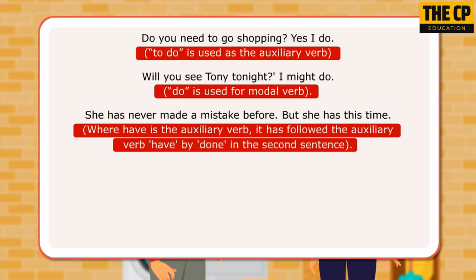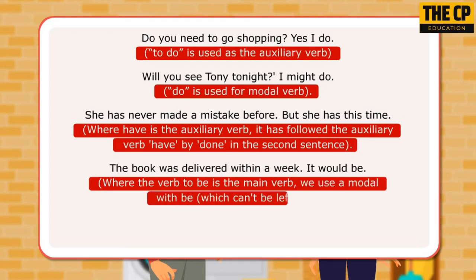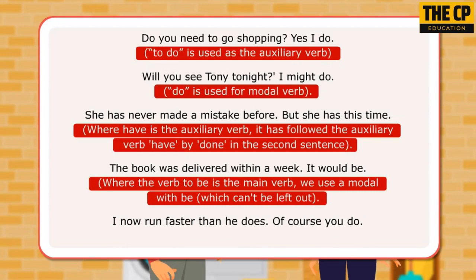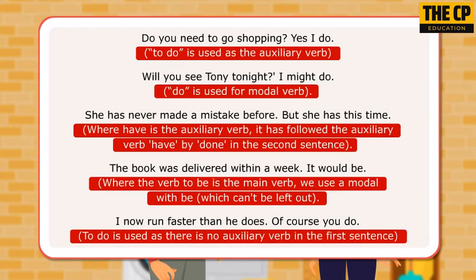"The book was delivered within a week." "It would be." Where the verb to be is the main verb, we use a modal with be, which can't be left out. "I now run faster than he does." "Of course you do." "To do" is used as there is no auxiliary verb in the first sentence.